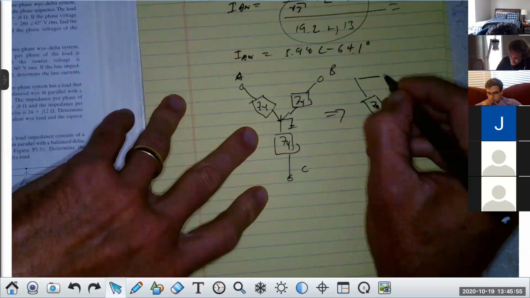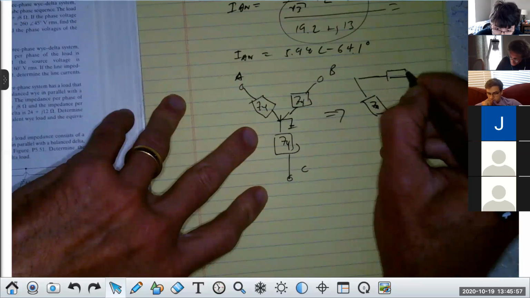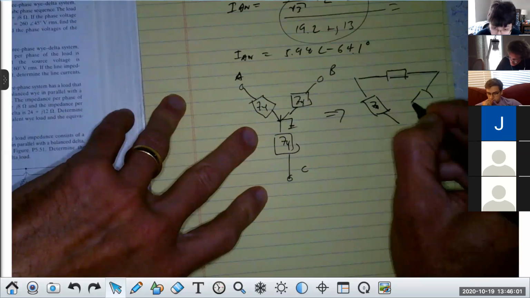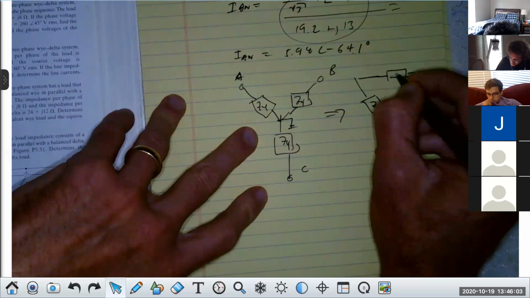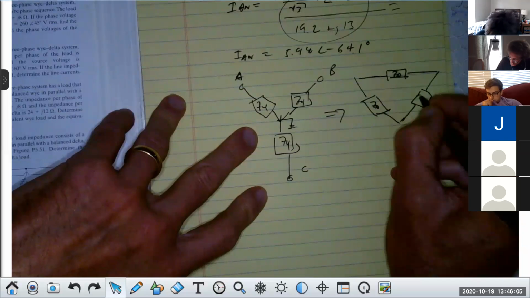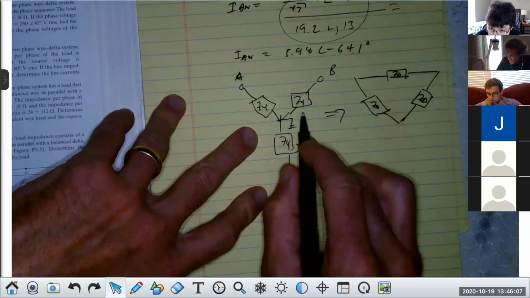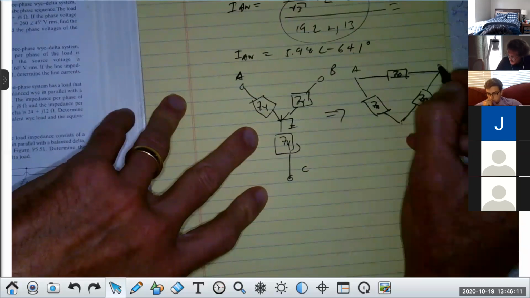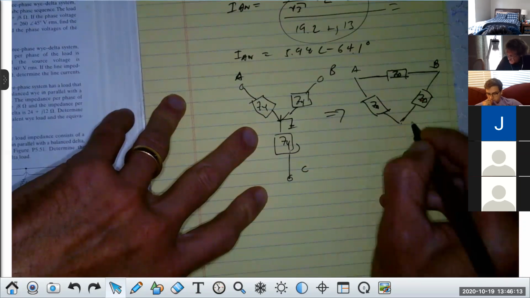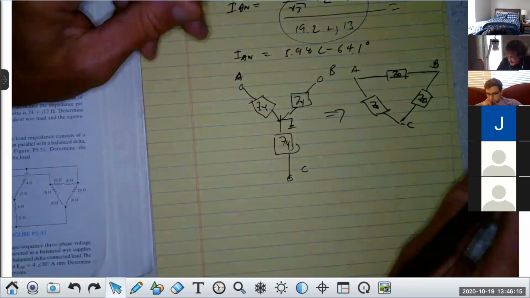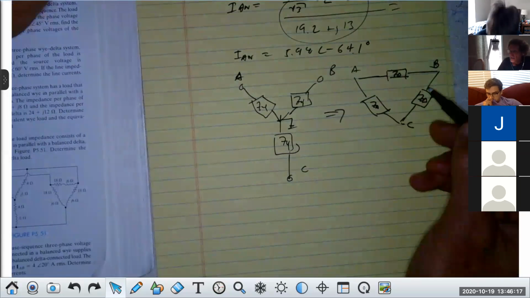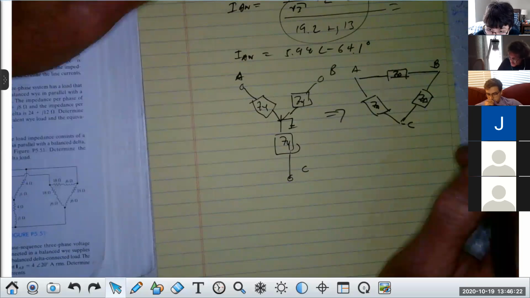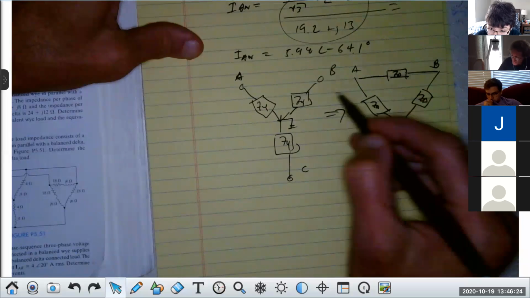We want to make these equivalent. That's Z delta and that's Z delta. So these are Y's, these are deltas. And that would be capital A, capital B, capital C. And loads are like this a lot of times, real loads. Some are like this, and that's another discussion. So how do we get these two equal to each other?